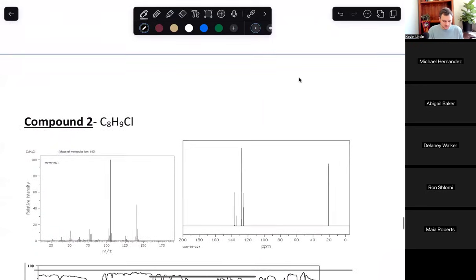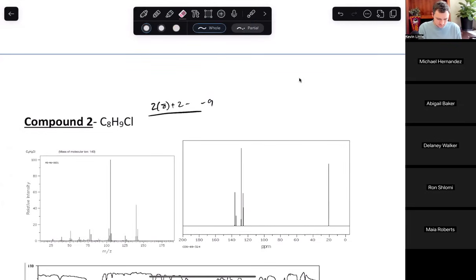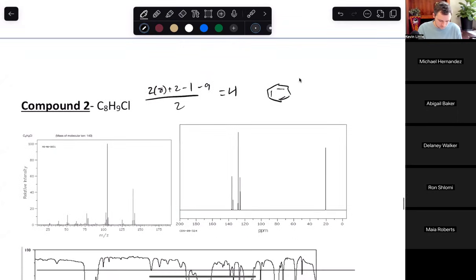Degrees of unsaturation: 2 times carbon plus 2 minus chlorine, minus 9, which is hydrogen, all over 2. 16 plus 2 is 18, minus 10 is 8, divided by 2 is 4. So I'm thinking benzene immediately.